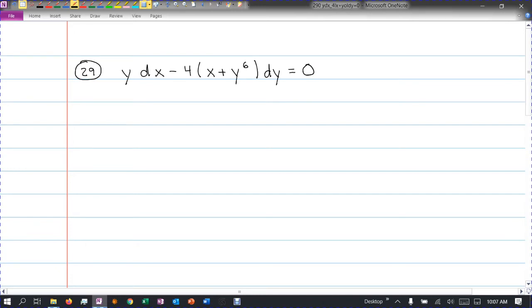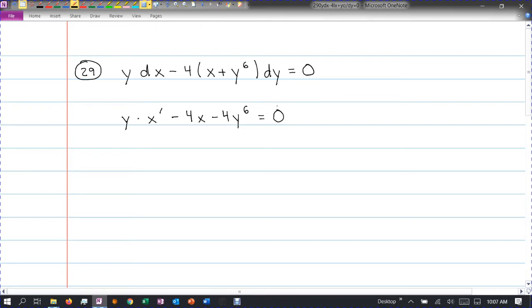I think I'm going to go for x prime here. Let's go for x prime because I can kill off this dy over here and it'll free up these x's and y's. So I'm going to divide everything by dy, so we get y times x prime minus 4x minus 4y to the 6th. Distributed that negative 4 through equals 0.